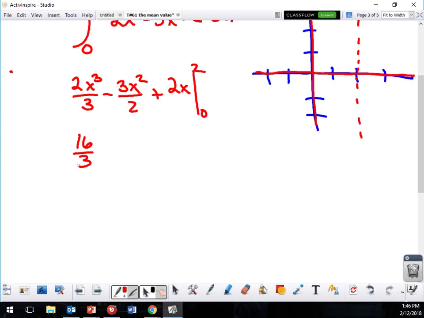Now, we're plugging in 2. 2 squared is 4, times 3 is 12, divided by 2 is 6, minus 6. And then plus 4. This is all my upper bound, minus my lower bound, zero minus 0 plus 0.